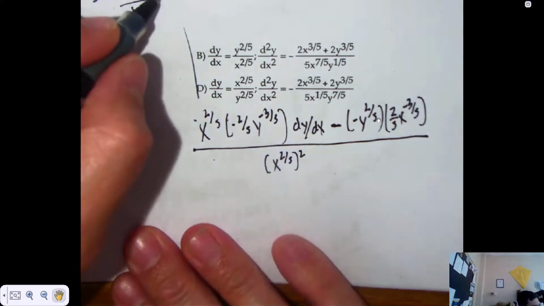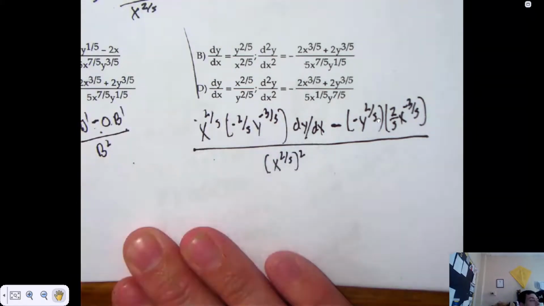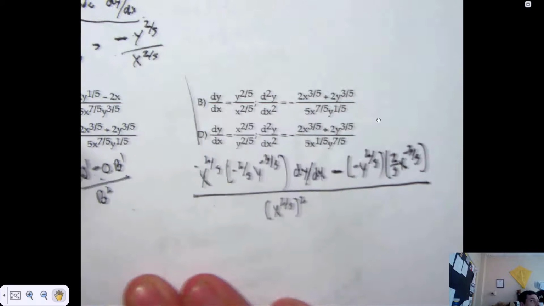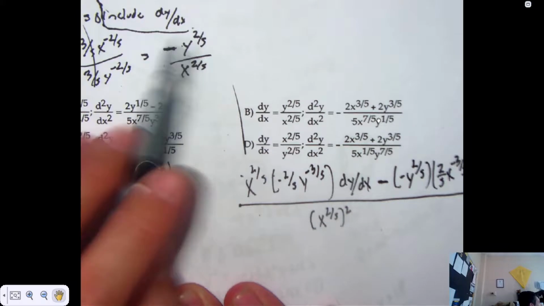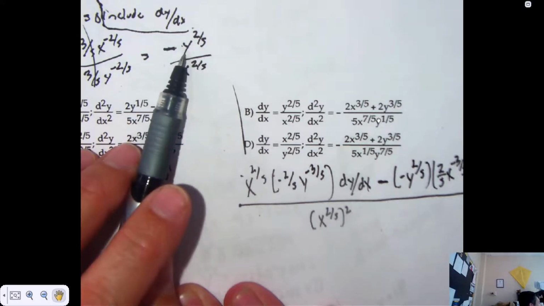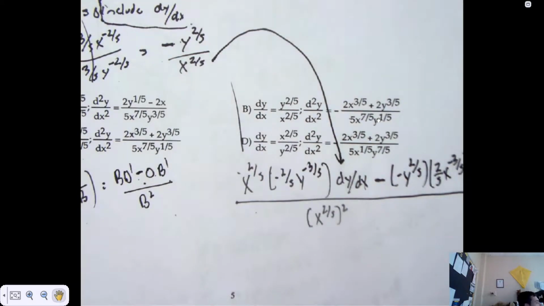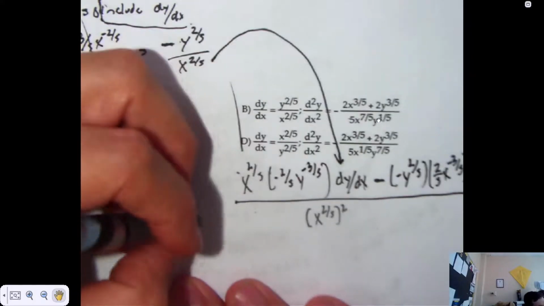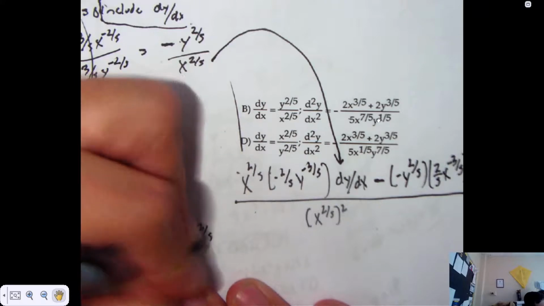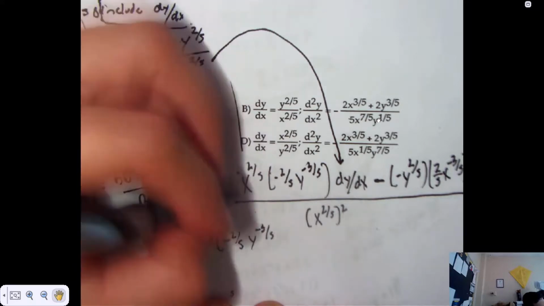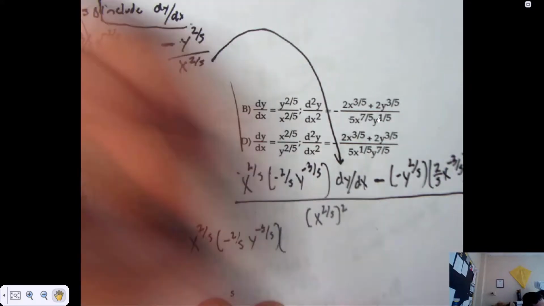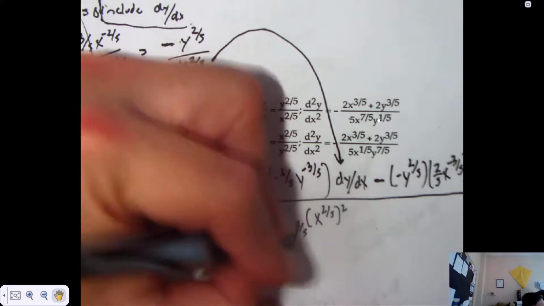Here's what we can do. There's a dy dx. We know what dy dx is. We can plug it back in. Yeah, we plug back in that negative y to the 2/5 over x to the 2/5. And that will hopefully help us a little bit. It doesn't always. Sometimes it makes things more complex. It's going to look uglier. And I could see myself making sign mistakes on this problem.